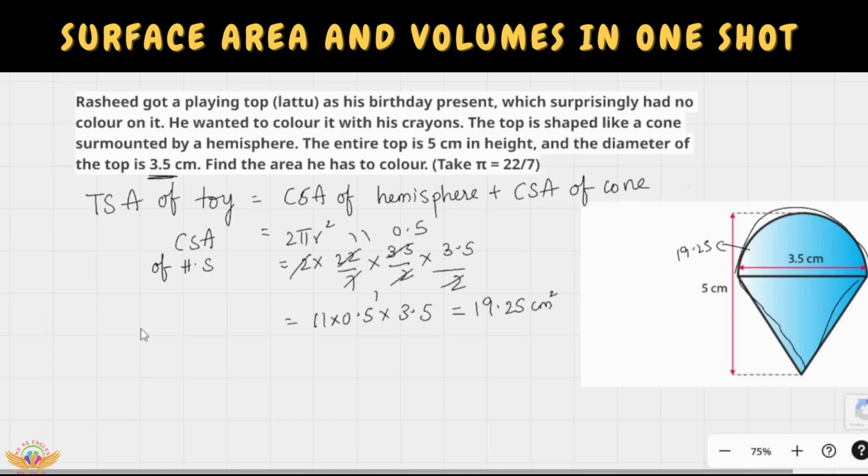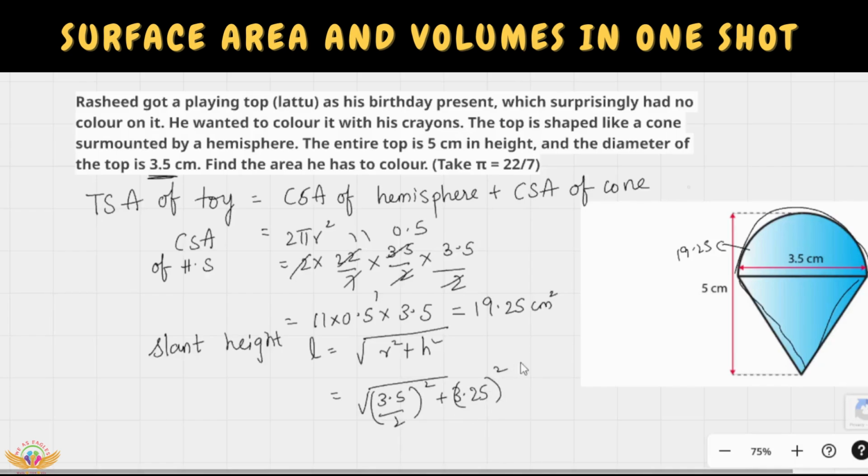So curved surface area of the cone, we need the slant height, right? So first of all, we have to find the slant height. L is what I said. It is just the Pythagoras theorem. It is root of r square plus h square. What is r? They have given us 3.5 divided by 2 whole square plus h is 3.25 whole square.